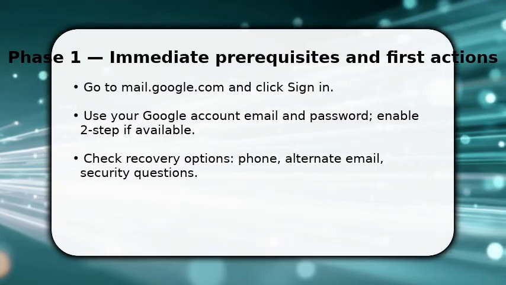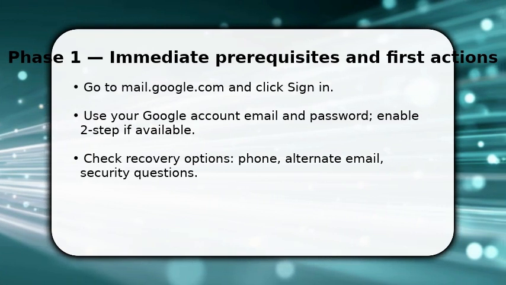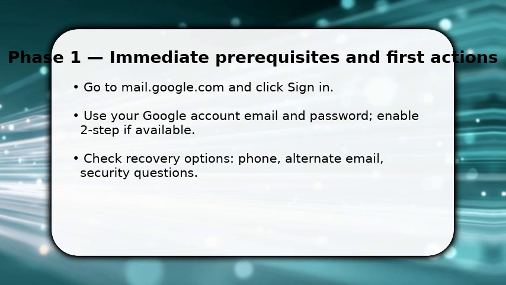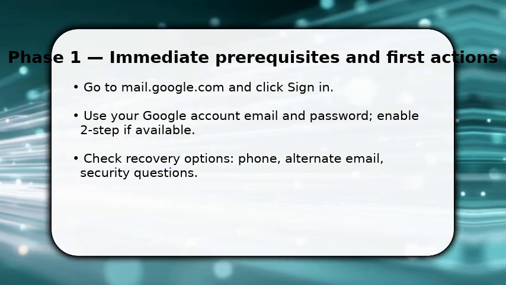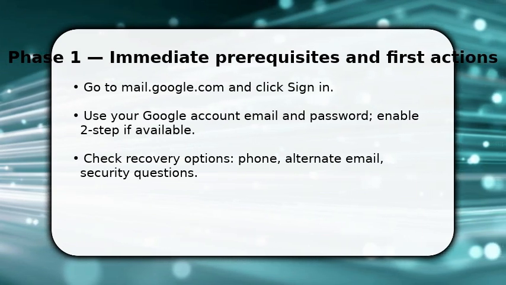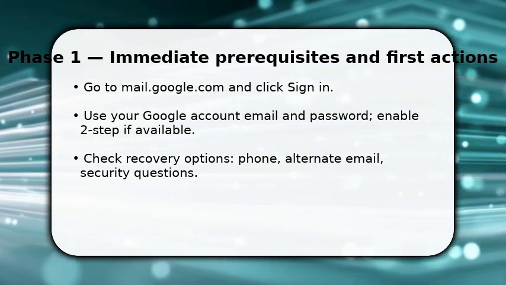You begin by opening Gmail and signing in. Type your Google email and password, then press Enter. Once done, make sure two-step verification is enabled for safety. It prevents unauthorized access. If you don't have an account, tap Create Account and follow prompts.